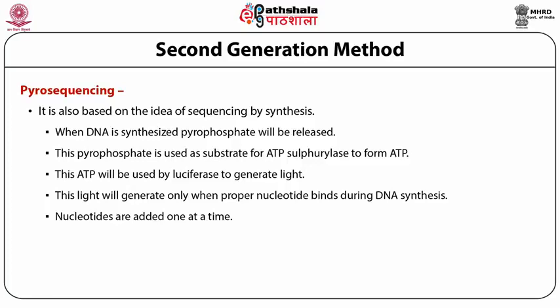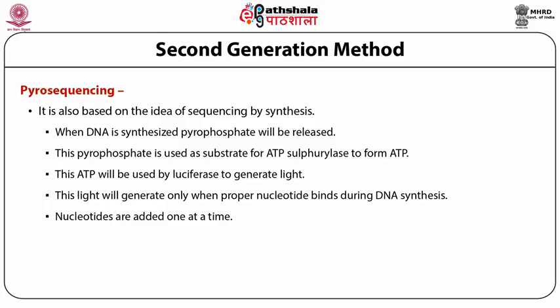For example, in this case, adenine is added, which is complementary to thymine. When this dATP is inserted complementary to the thymine, it will release pyrophosphate, and this pyrophosphate is converted into ATP by using the enzyme ATP sulfurylase. This ATP is then used by the luciferase enzyme, which emits light by using ATP.